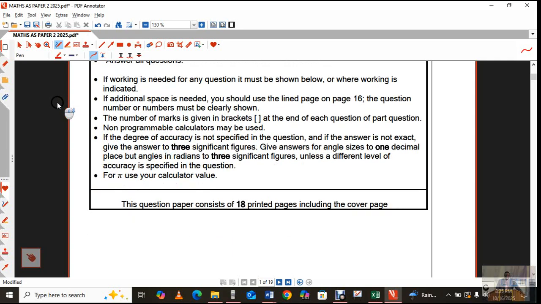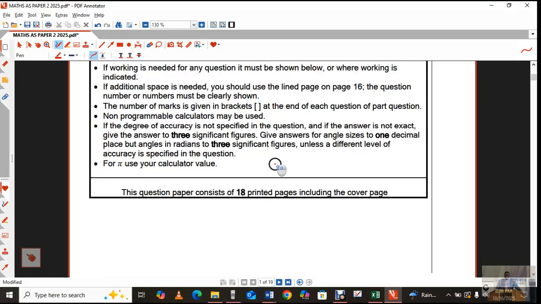And then also you have to take note of the second last bullet point here that says that if the degree of accuracy is not specified in the question and the answer is not exact, then you are supposed to give your answers correct to three significant figures. However, if it's angles in degrees, you give to one decimal place, but if it's in radians, you follow three significant figures unless otherwise stated.